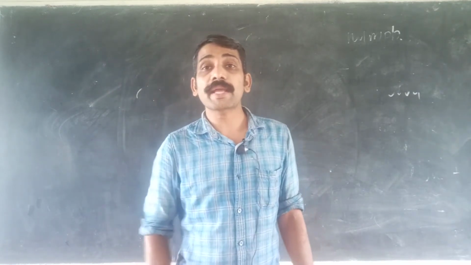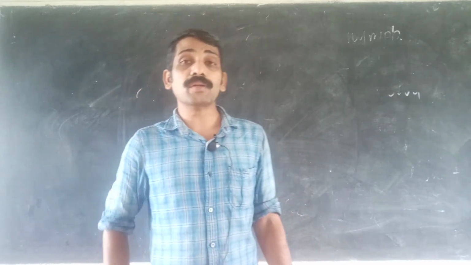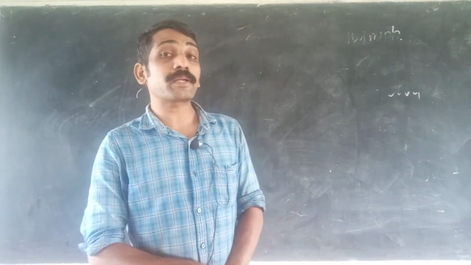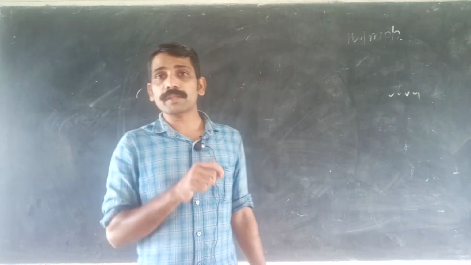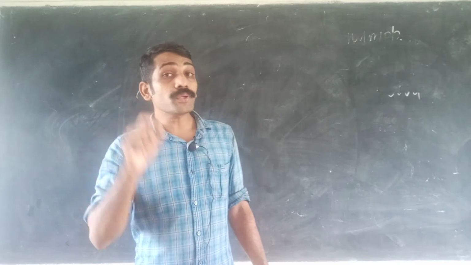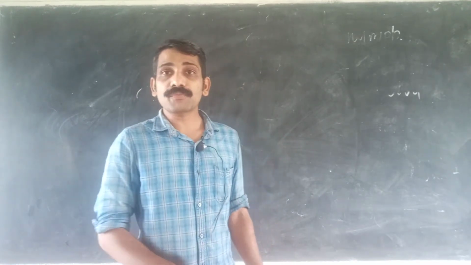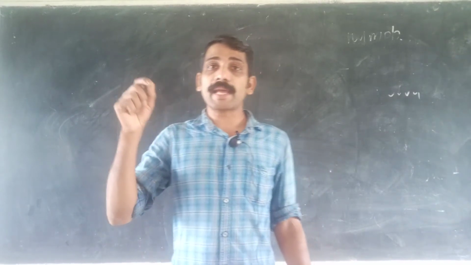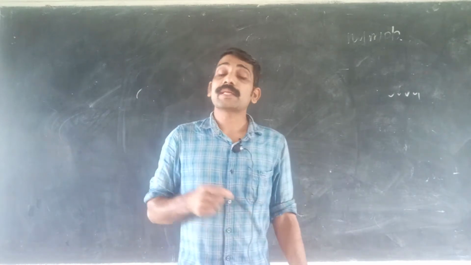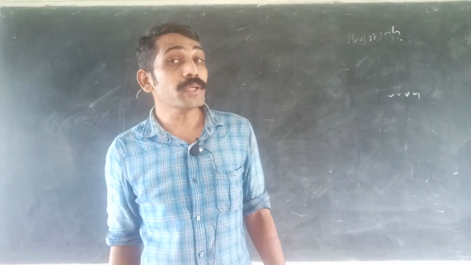Speed has no direction, but only magnitude. But velocity has both direction and magnitude, and velocity is the displacement by time. And we told that velocity can be changed. Velocity can be uniform and non-uniform. Velocity can be changed if magnitude changes. Velocity can be changed if direction changes. Velocity can be changed if both direction and magnitude change.